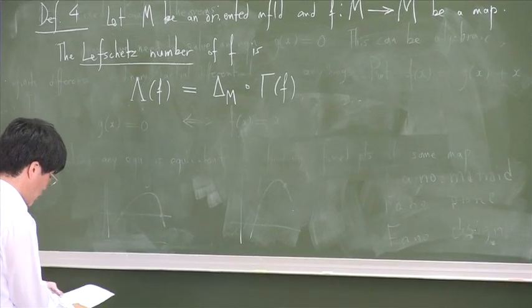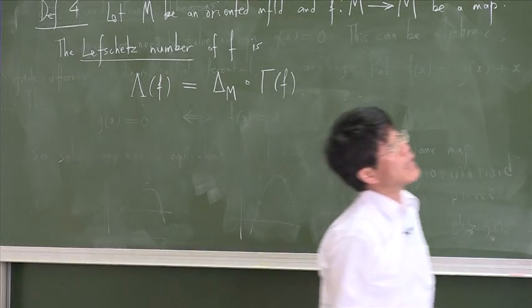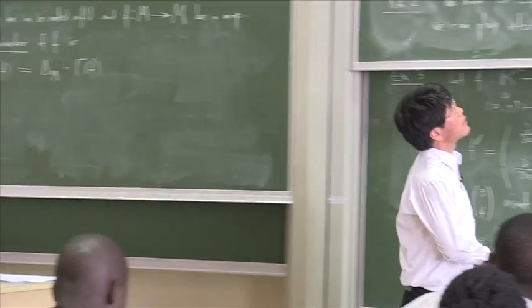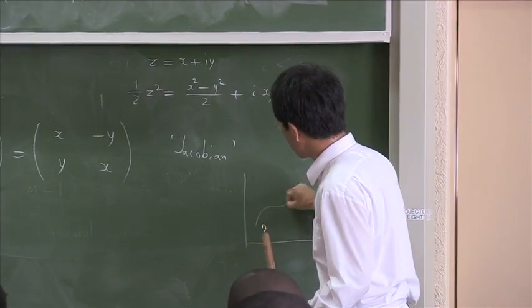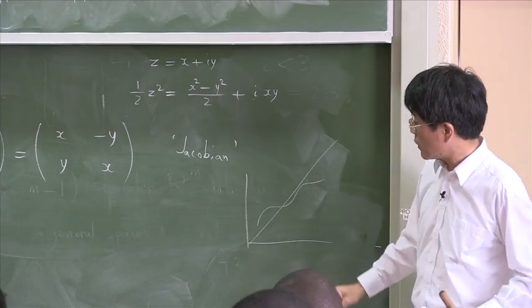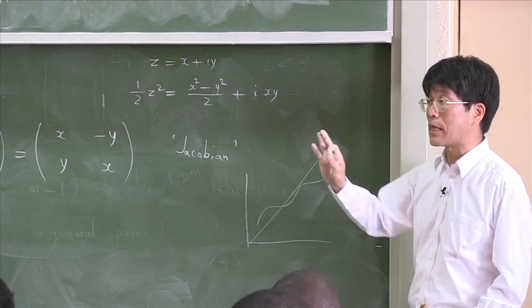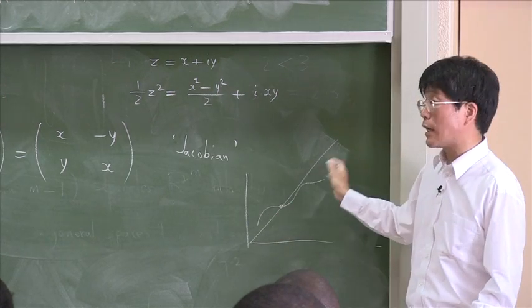That's the definition of Lefschetz number. Why is this number interesting? Again, look at situations such as this. If you have the graph of something and then the diagonal, do you remember which parts of this picture represent a fixed point? Exactly the points where the graph and the diagonal intersect.